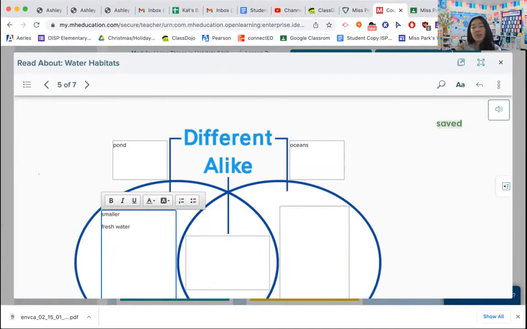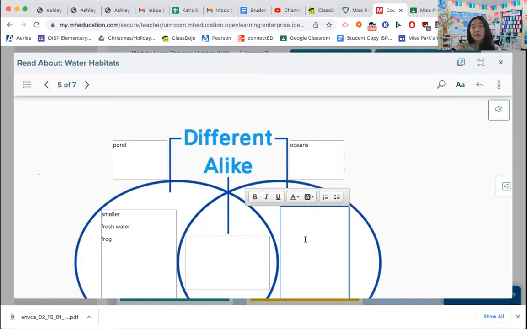And then what is an animal or a plant that lives in a pond that does not live in the ocean? A frog. Okay, what are some things that we said about the ocean? It has salt water. That has salt water, it's bigger, and then what's an ocean animal that only lives in the ocean and not in a pond? A dolphin. A dolphin. And there are some dolphins that live in a pond, but that's very rare.